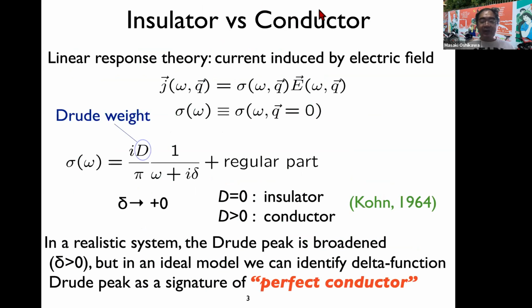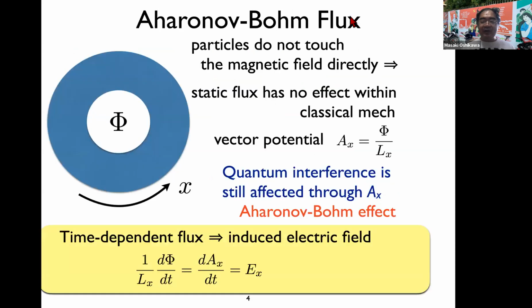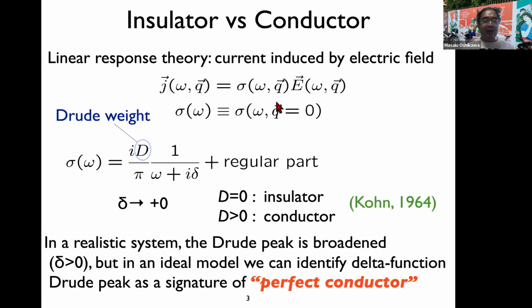The thing I'm interested in is conductivity. So first, let's start from the linear response theory. That is, if you apply an electric field, then the electric field can induce a current. Within linear response theory, the induced current is proportional to the applied electric field. You can decompose this electric field into frequency and wave number components. In many applications, we are interested in the q equals 0 component, that is, a uniform electric field and induced uniform current. So throughout this talk, I focus on this uniform component, q equals 0.